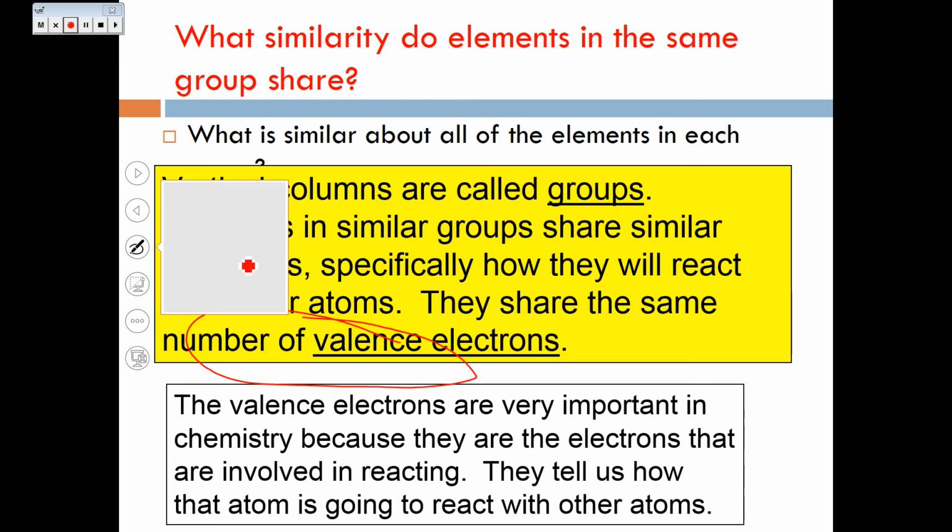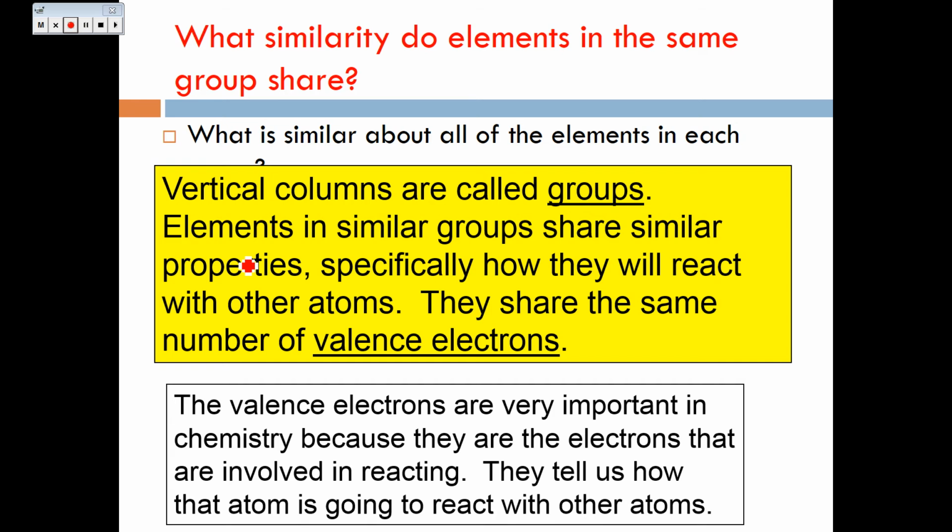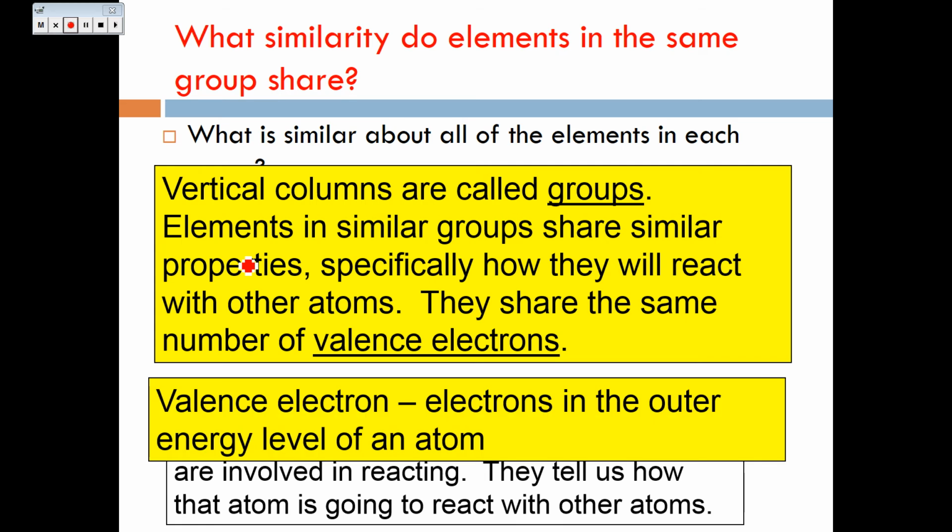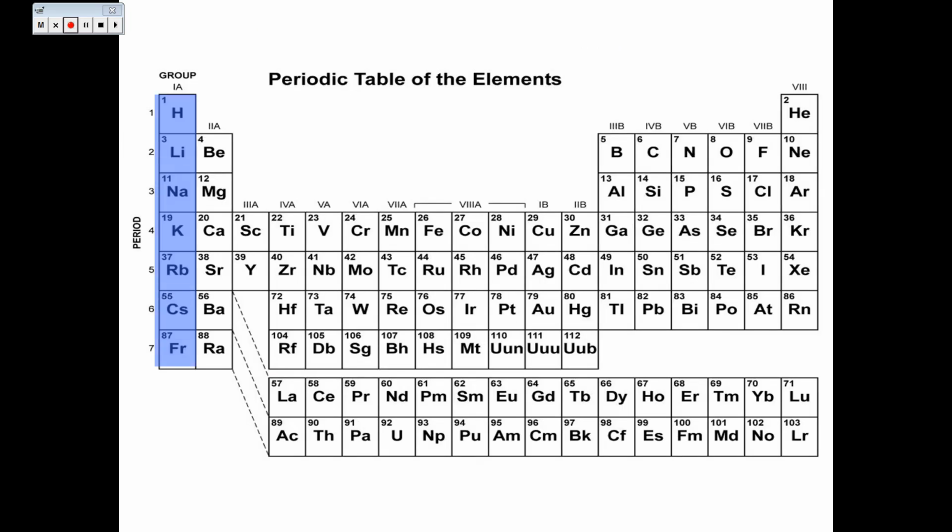So the vertical columns are called groups. Elements in similar groups share similar properties, specifically how they will react with other atoms. They share the same number of valence electrons. A valence electron is an electron in the outer energy level of an atom. You can easily calculate the number of valence electrons by counting the group it is in.